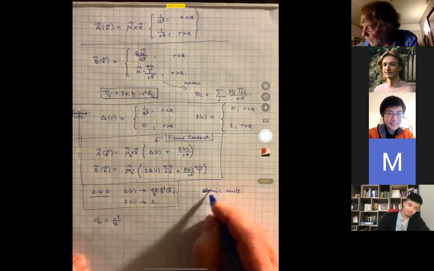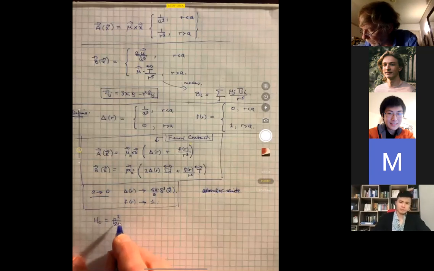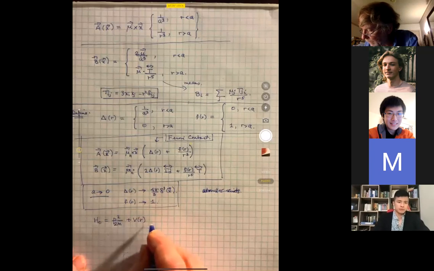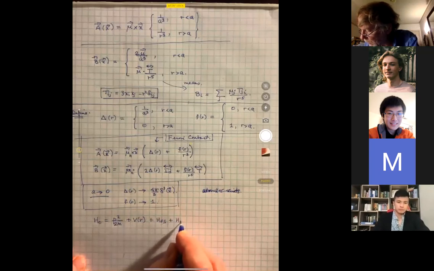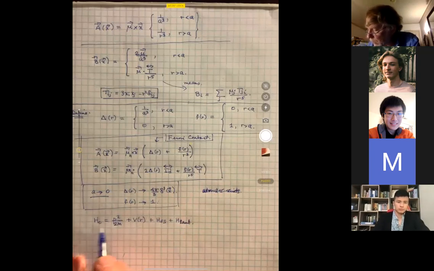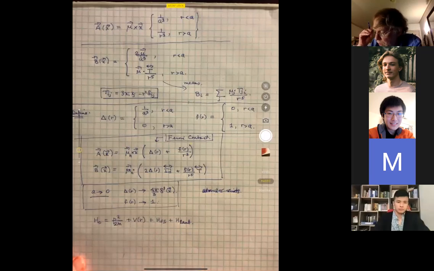Oh, well, maybe I won't do that yet. It's p squared over 2m. I'll leave it in for a minute. And then we have plus the potential V of R. And then we have the fine structure, H fine structure. And then we've got the hyperfine structure, the Lamb shift. This H0 is the Hamiltonian that we discussed in the last lecture and the previous lecture on fine structure. So you know what its energy levels and degeneracies look like.